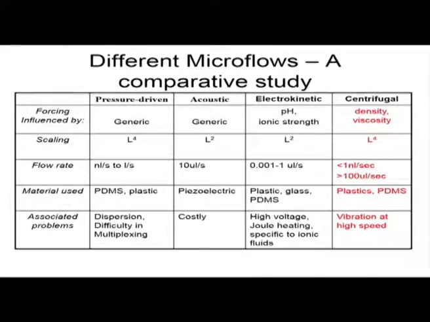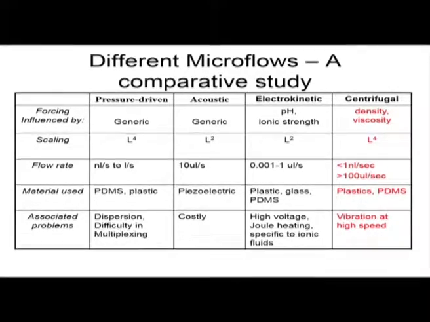So electrokinetic flows are typically 0.001 to 1 microliter per second. For centrifugal actuation, the range of flow rate is from less than 1 nanoliter per second to greater than 100 microliter per second. This wide range of flows can be covered, and you can understand very easily why, because you can vary the rotational speed in a wide range, and if you vary the rotational speed, you can vary the flow rate.